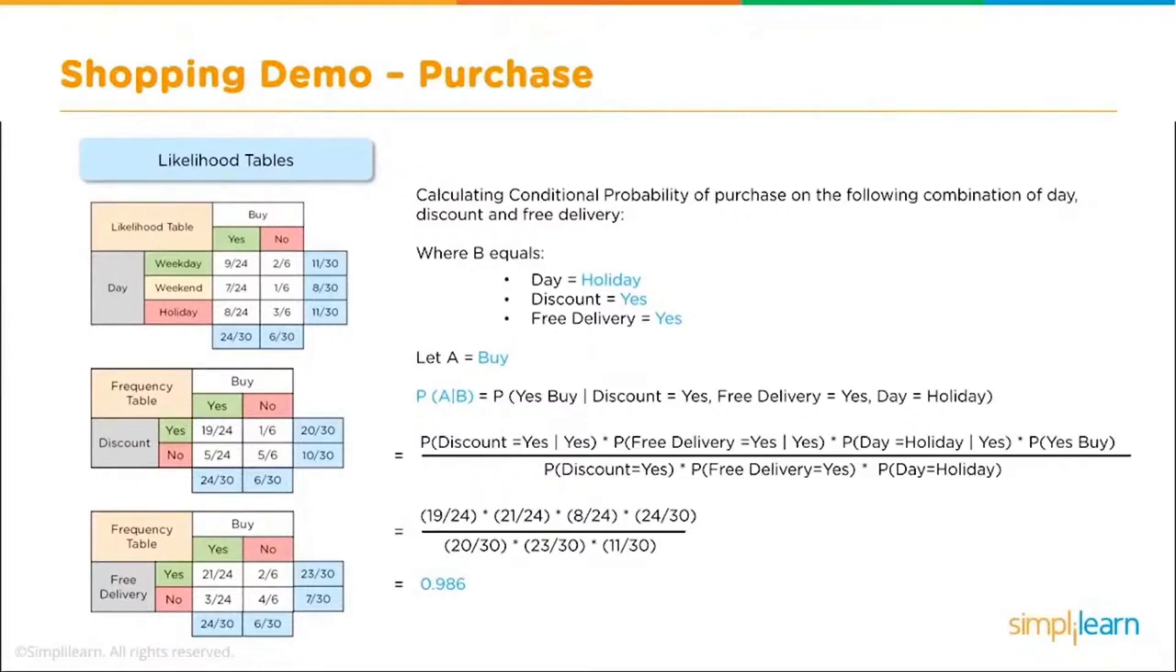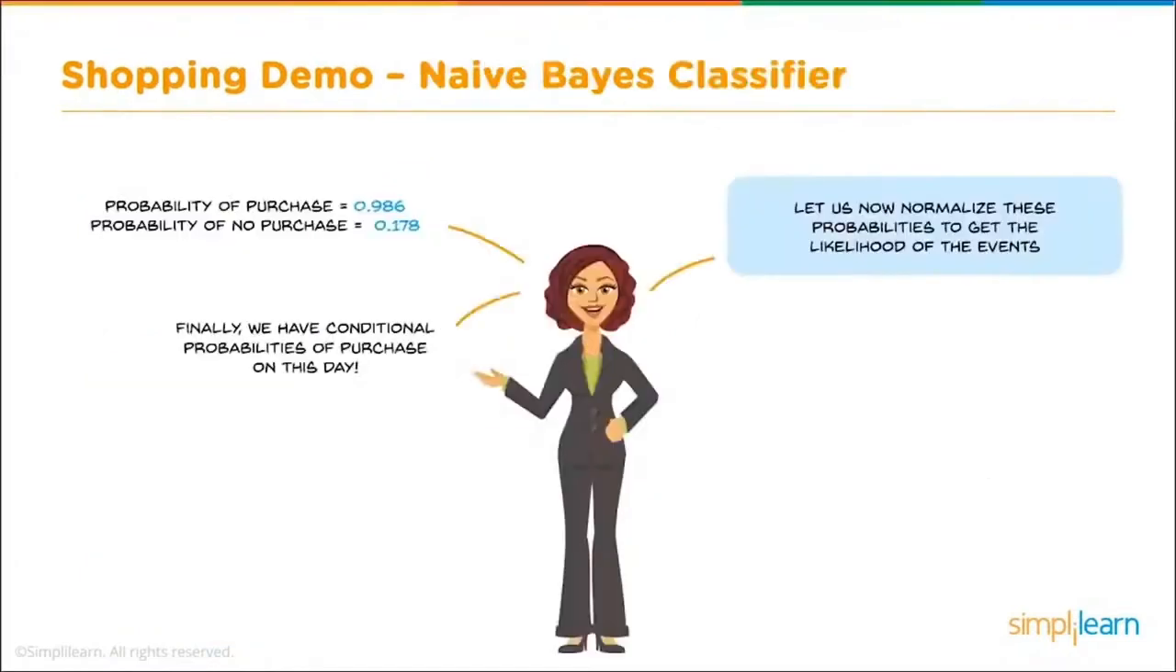So, what are we going to do with these two pieces of data we just generated? Well, let's go ahead and go over them. We have a probability of purchase equals 0.986. We have a probability of no purchase equals 0.178. So, finally, we have the conditional probabilities of purchase on this day.